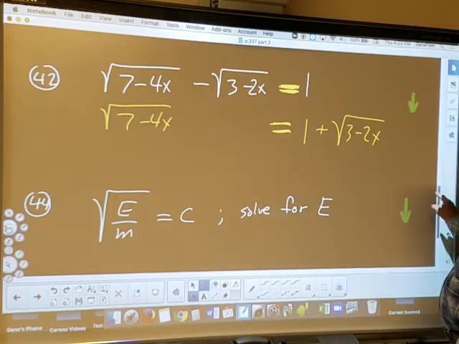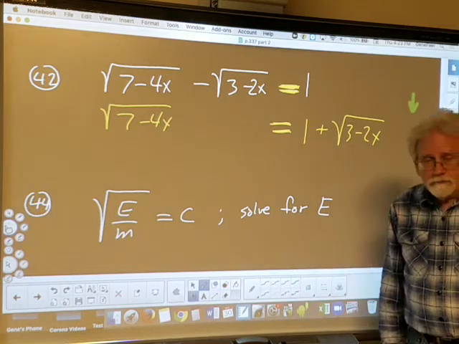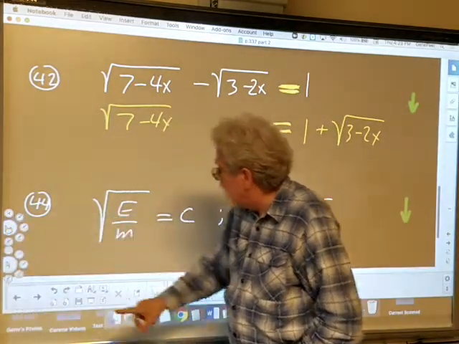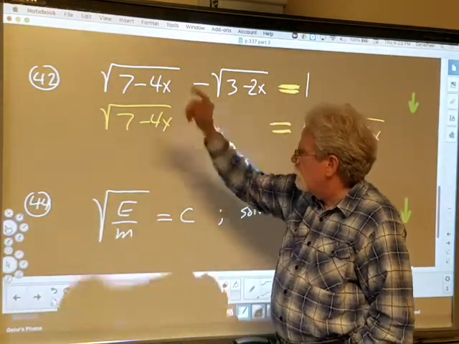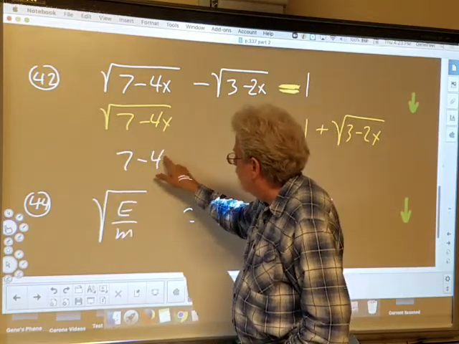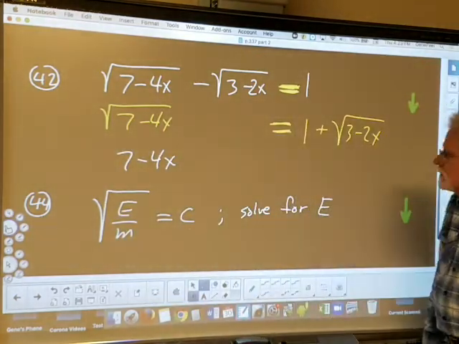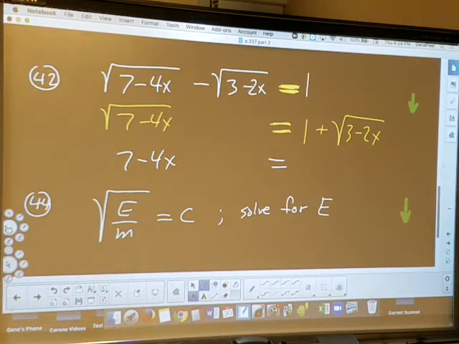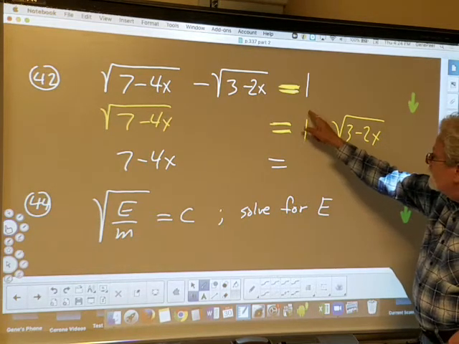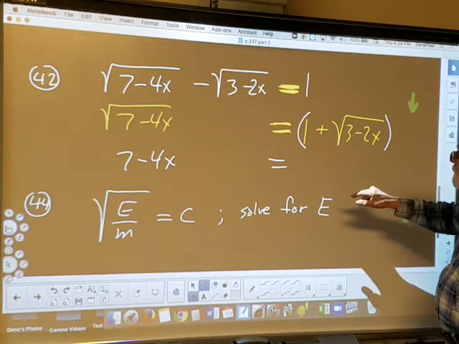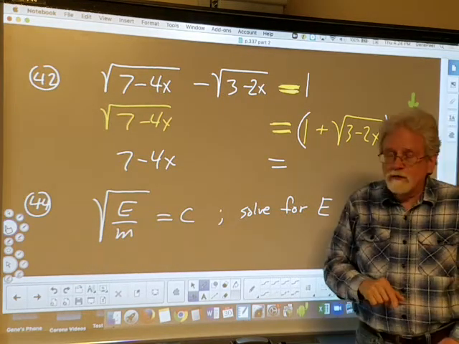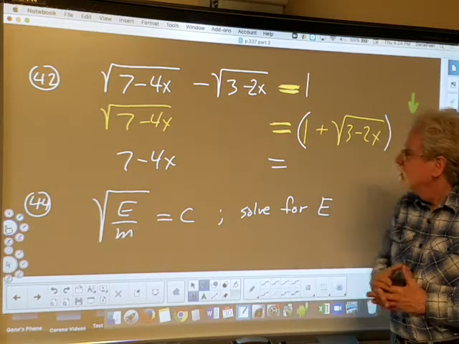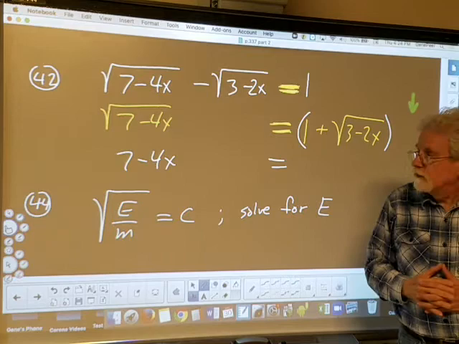What do we do now? We square both sides. This side's super easy to square. No, it isn't. Yes, it is. To square the side, all you have to do is get rid of the radical. 7 minus 4x. Oh, I guess that was easy. Yes, it was. Now, this side is a little bit trickier. I'm afraid, because we're squaring something that's kind of like a binomial, we have to use FOIL. Or we have to use the shortcut for squaring binomials. Let's use the shortcut for squaring binomials.